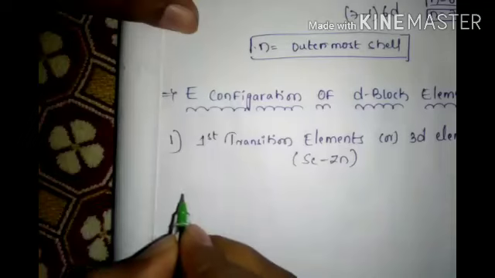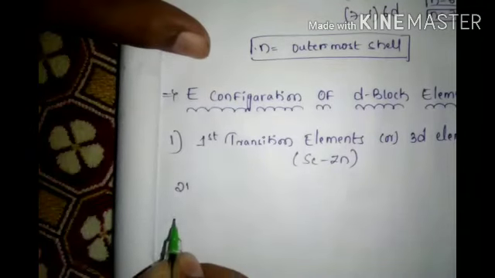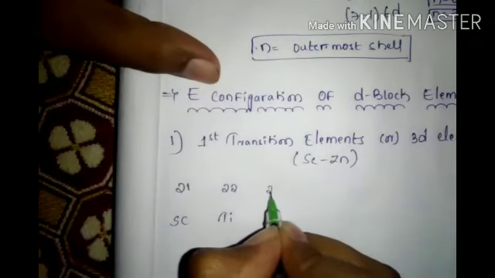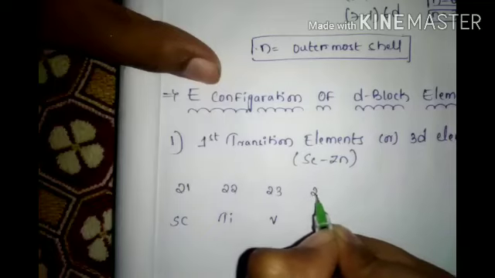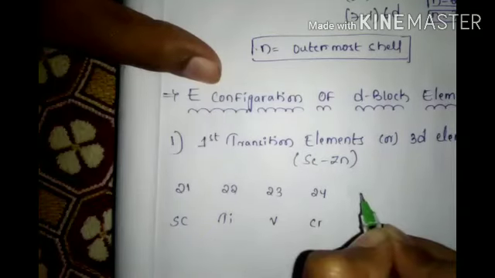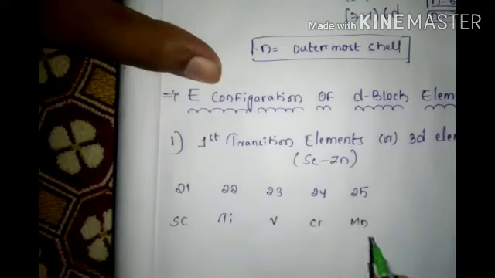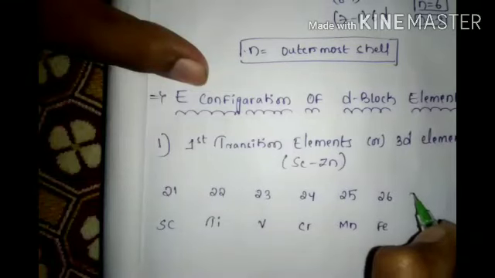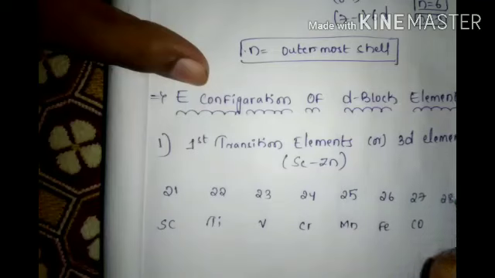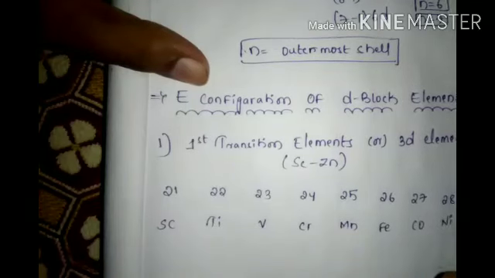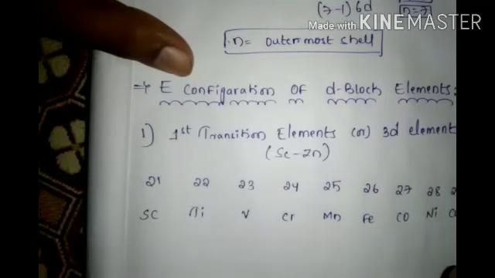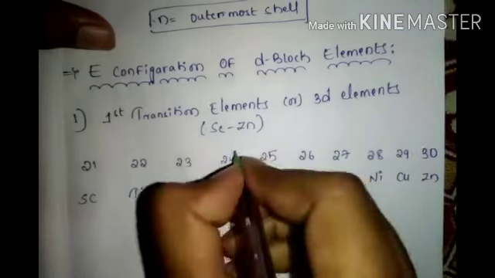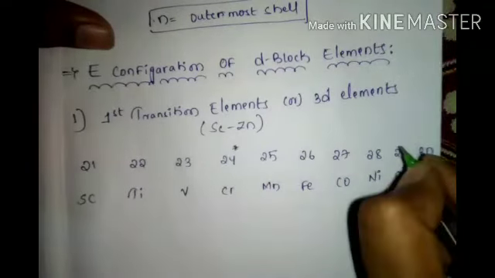Now let's take the first one, 21 scandium, 22 titanium, 23 vanadium, 24 chromium, 25 manganese, 26 iron, 27 cobalt, 28 nickel, 29 copper, 30 zinc. These are the elements.